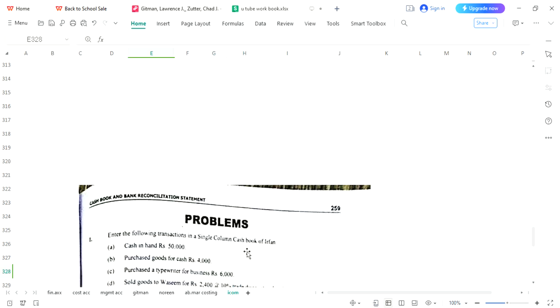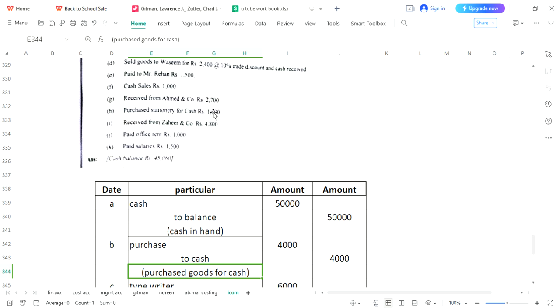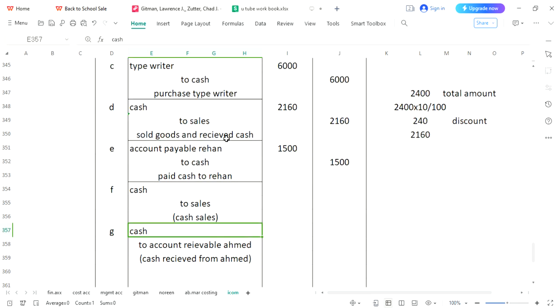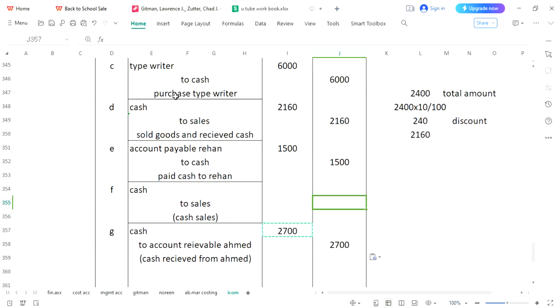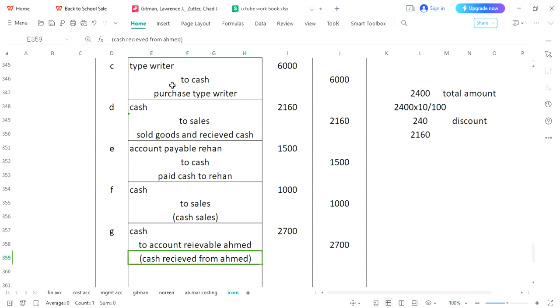Amount of G was 2700. So you will put 2700 on debit side and the same amount would be written on credit side. F entry's amount was 1000. So you will write 1000 over here and the same 1000 would be posted over here. In this way, our G entry has been completed.